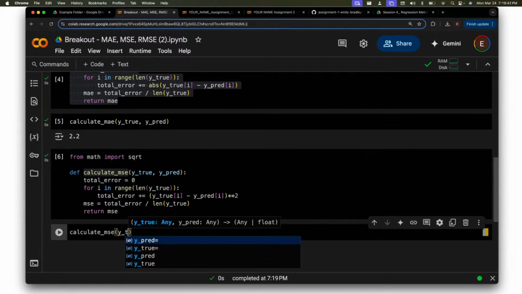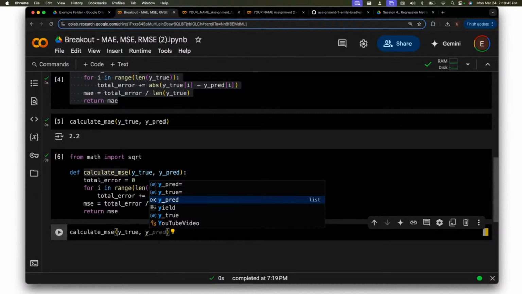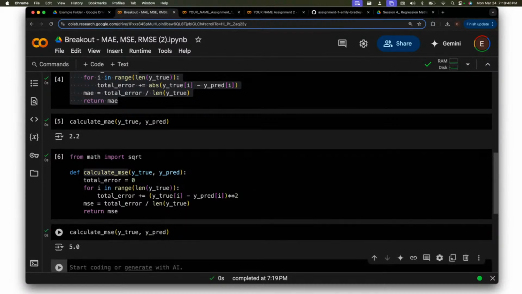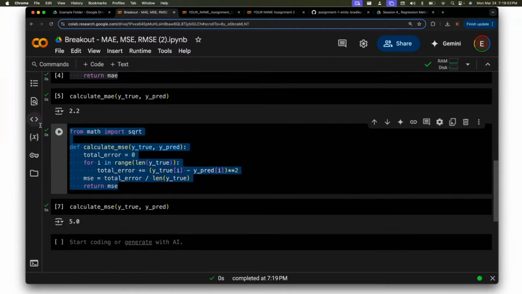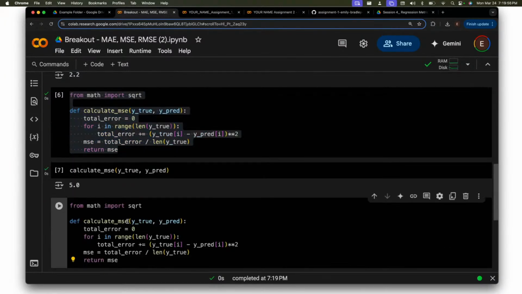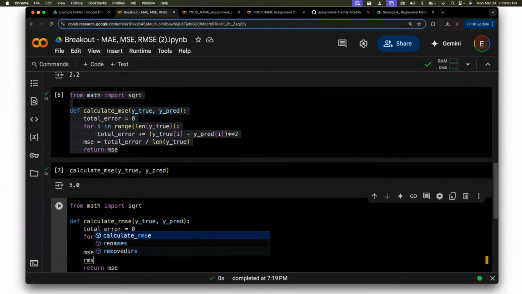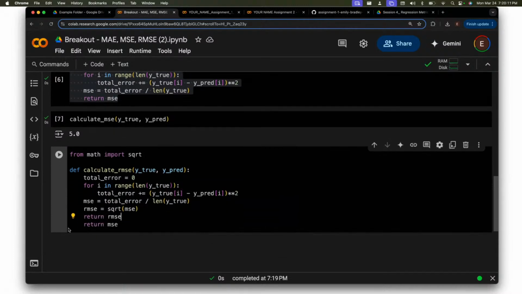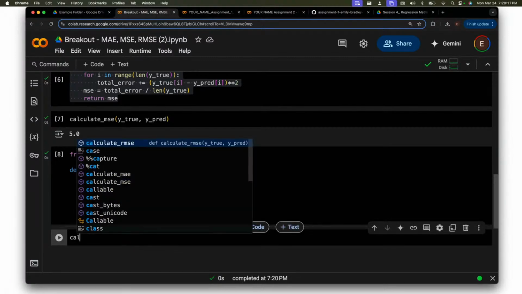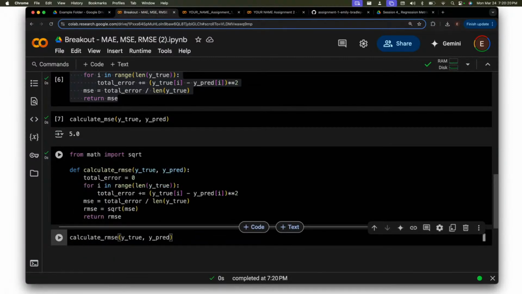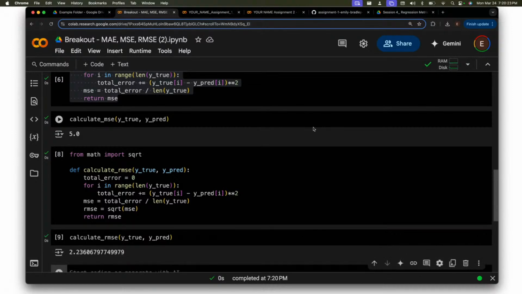Y true, y pred, and that's 5. All right, so now we're going to use the square root function. Let's make a function that instead of doing MSE, does the RMSE. So we can take MSE, and then we can just say RMSE is equal to the square root of MSE, and we're going to return our MSE. Calculate our MSE, pass Y true, Y pred, and now we have 2.23.